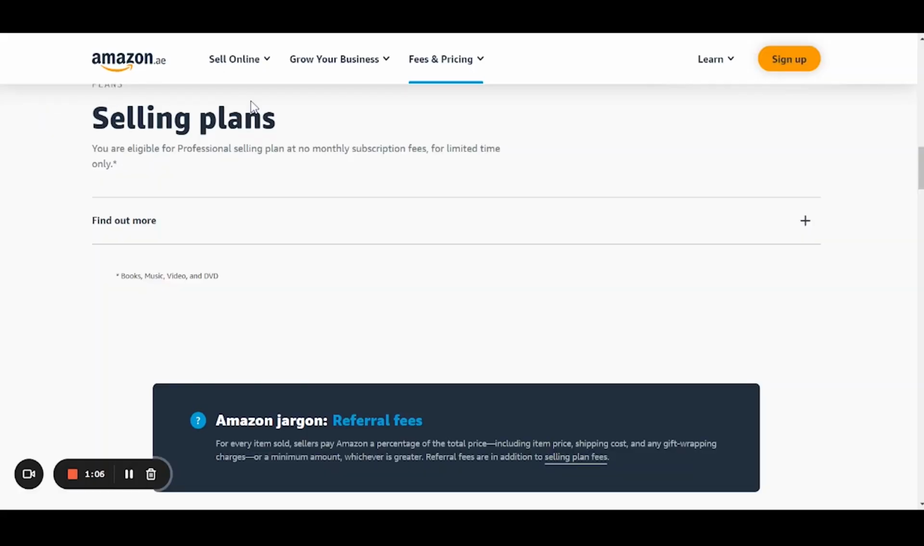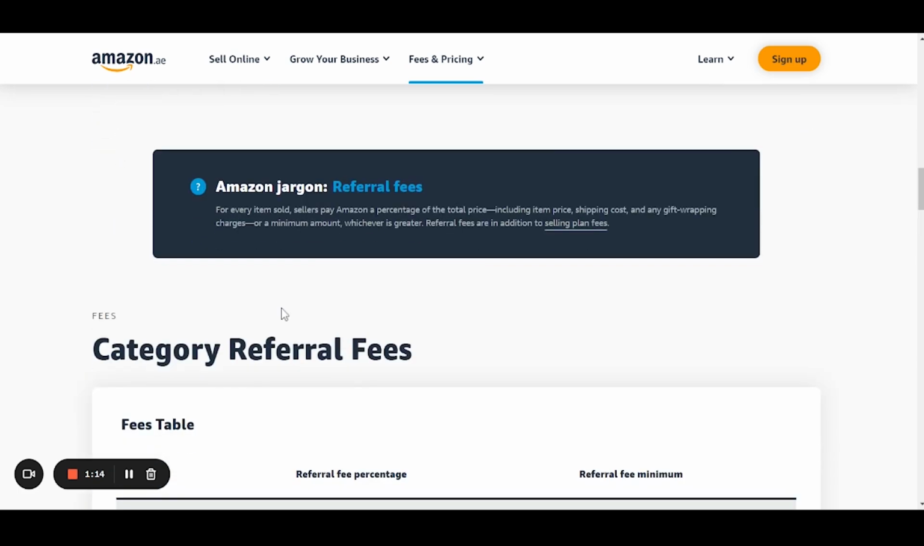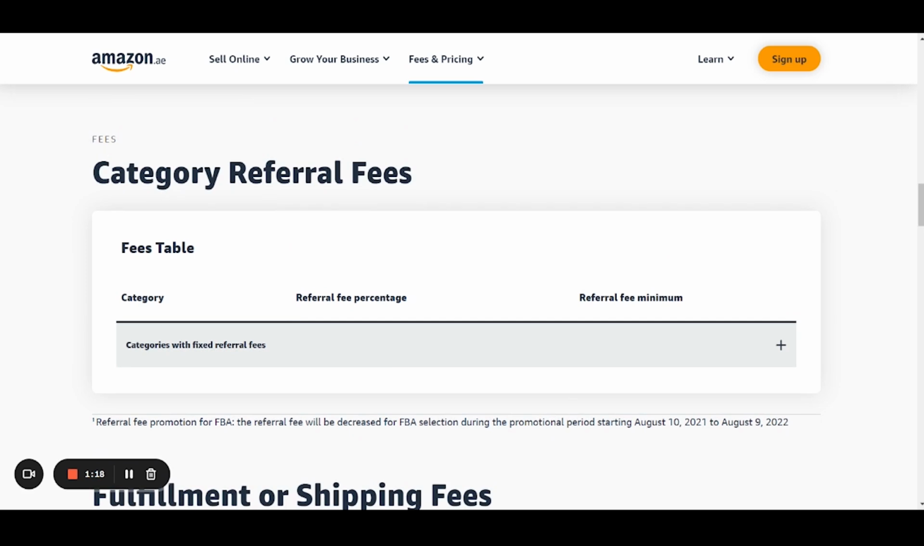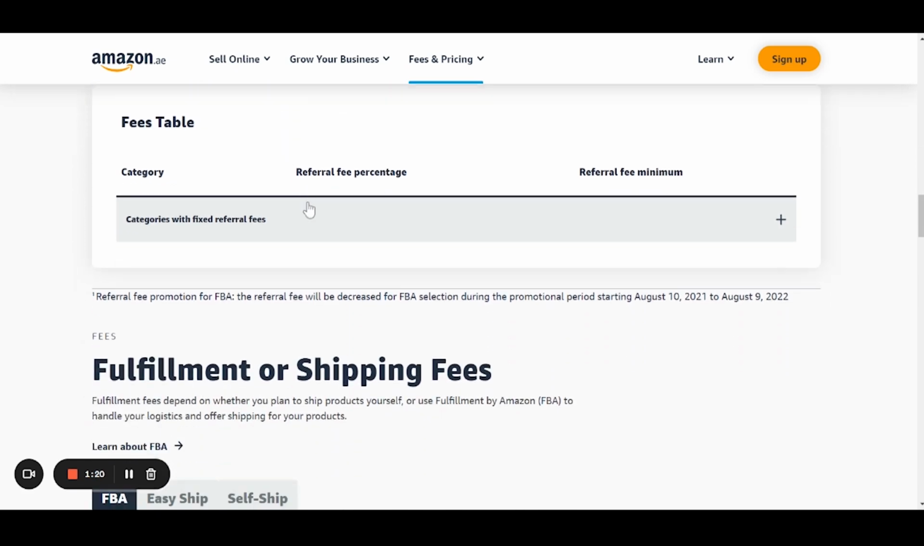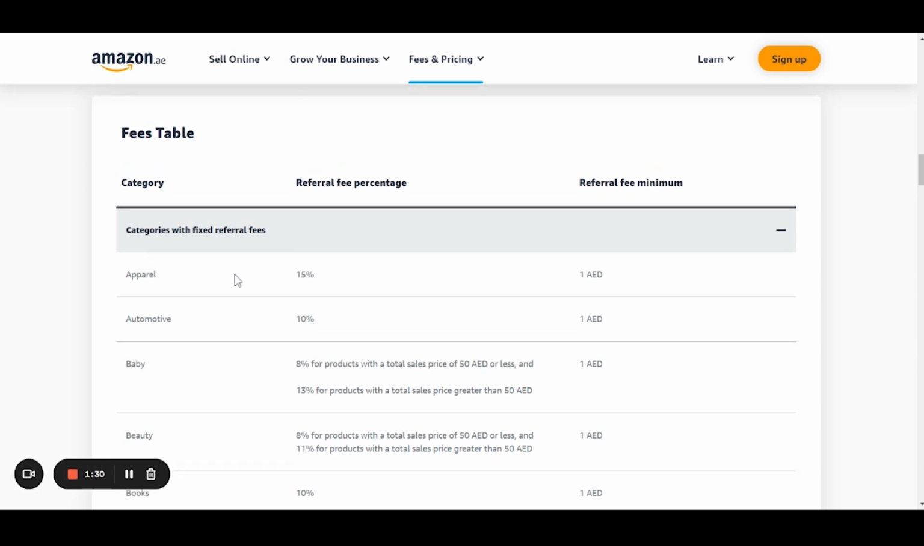They're explaining here for Amazon.ae the selling plans. There is no selling plan. Professional selling plan at no monthly subscription fee for a limited time only, and the limited time has been for a while now, over 2 years. So you can check here and see all the category referral fees, because the referral fee percentage is based on a category. Right here you'll see for apparel, for example, it's 15% of your selling price.